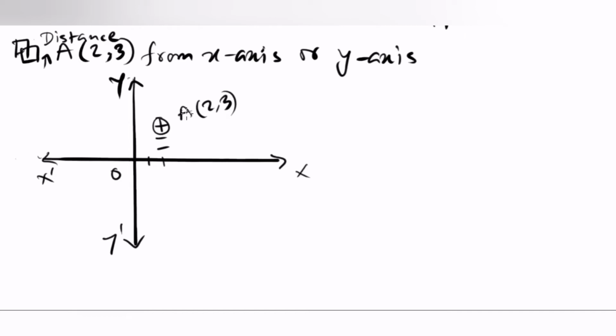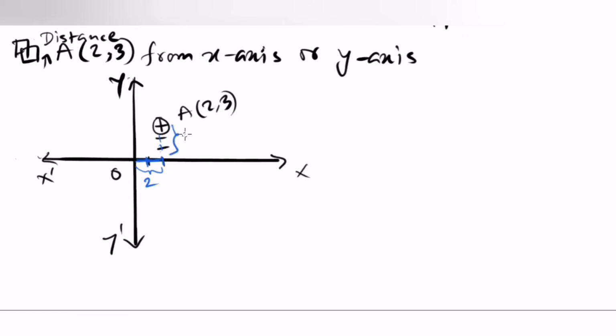If someone is asking what is the distance of this point from the x-axis, to determine distance we always draw a perpendicular straight line. Now think how to go to this point. First of all, we had to take 2 steps along the x-axis, that means the value of the abscissa. So this is 2, and then we went 3 steps upward.